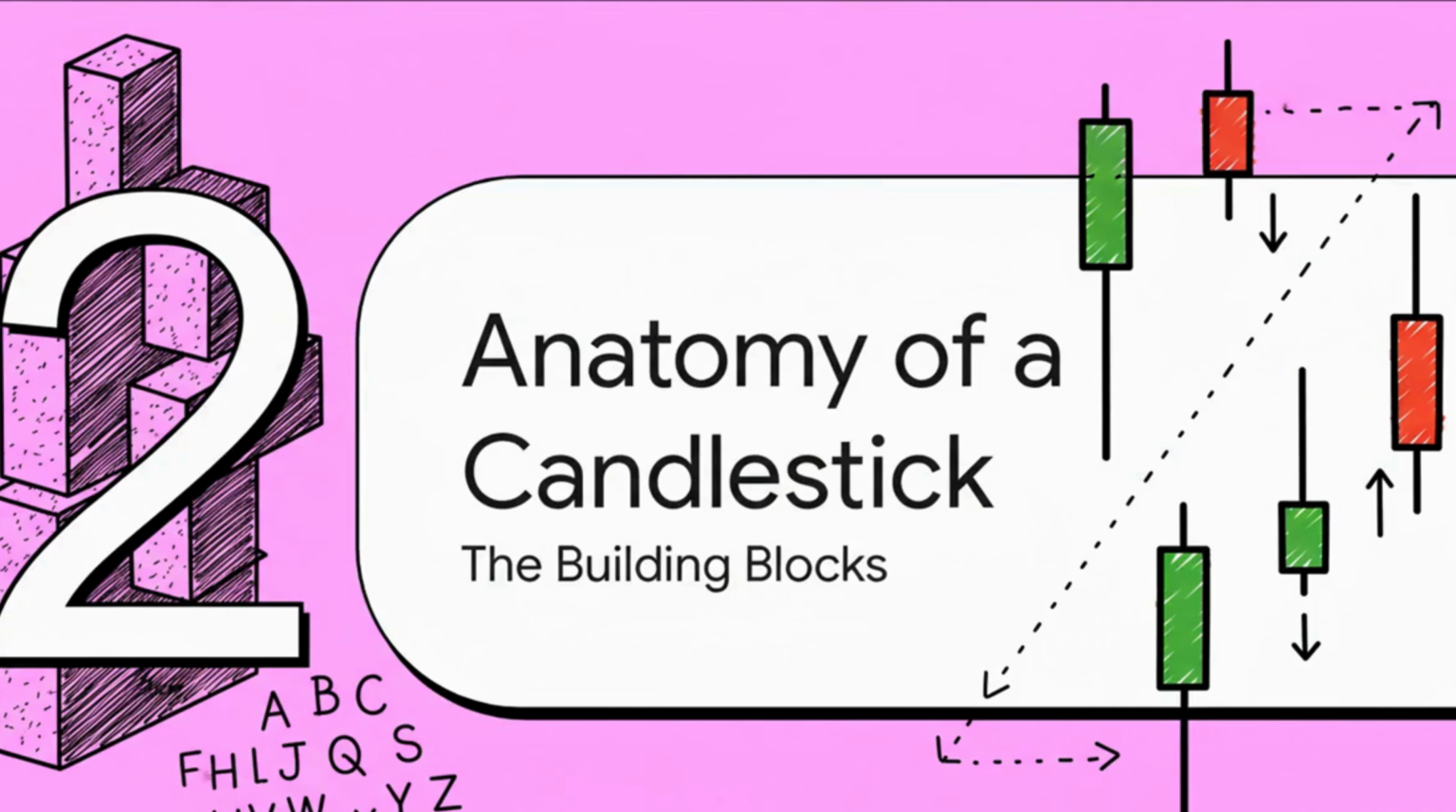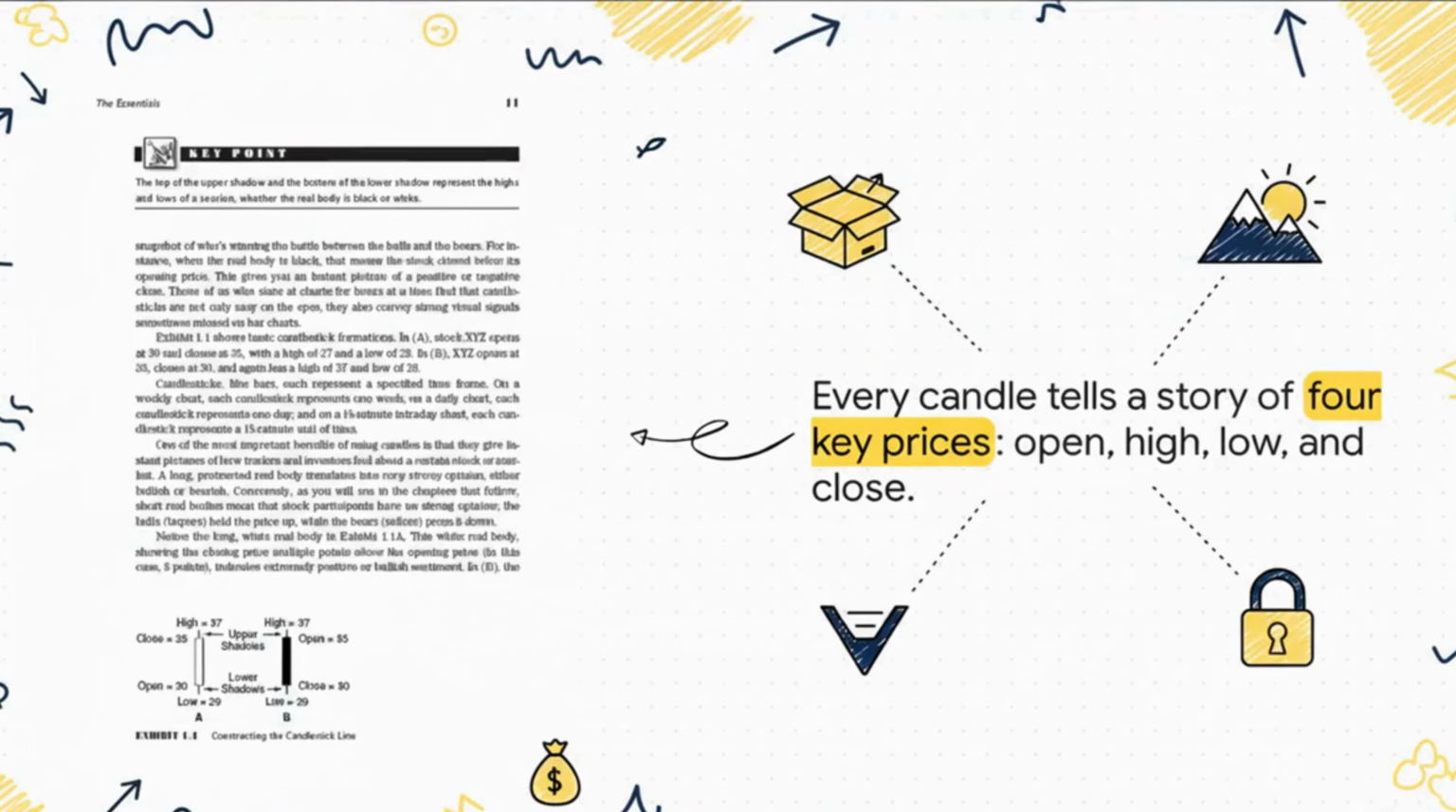Okay, on to part two, the anatomy of a candlestick. You see, if we want to read the story, we first have to learn the alphabet. And that means getting to know the 4 key parts of every single candle. What's so incredible is how these 4 simple data points, the open, the high, the low, and the close, are combined into one simple shape. It's this elegant design that packs in so much information.